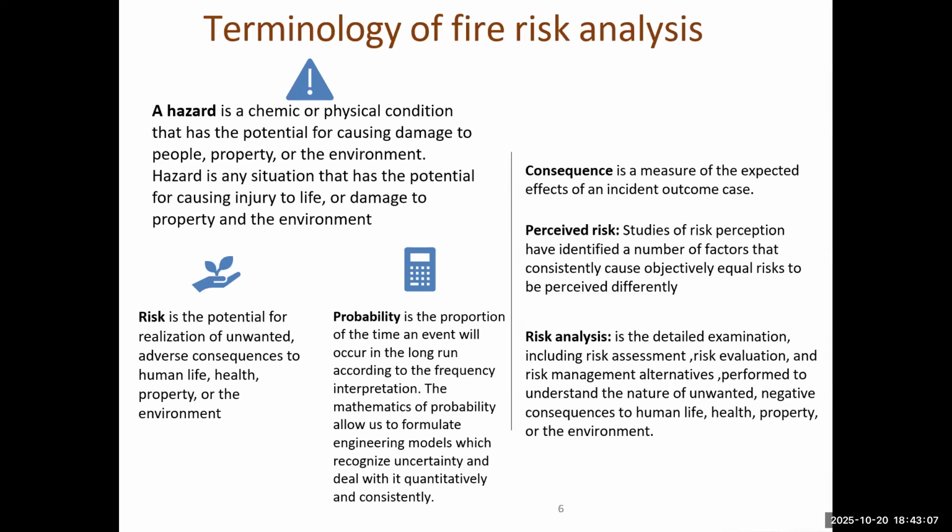To quantify the risk, we always use two key components. The first is probability. Probability gives us the mathematical language to express how likely an event is over the long run, allowing us to handle uncertainty consistently. And the other one, the consequence, is the measure of the expected effects. That answers our question about how bad it would be if that event were to occur.